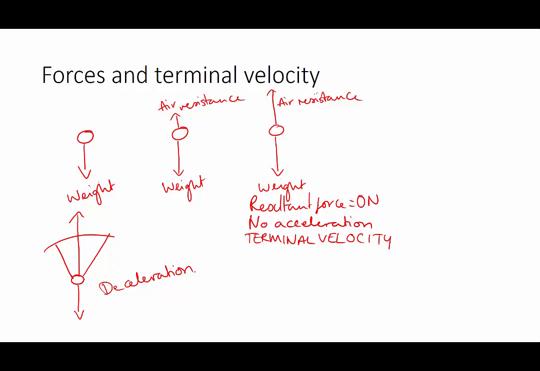As you slow down, the air resistance gets smaller again because you're hitting less air particles per second, and eventually that balances out with your weight again, and you reach terminal velocity again, but this time the terminal velocity is a lower speed.